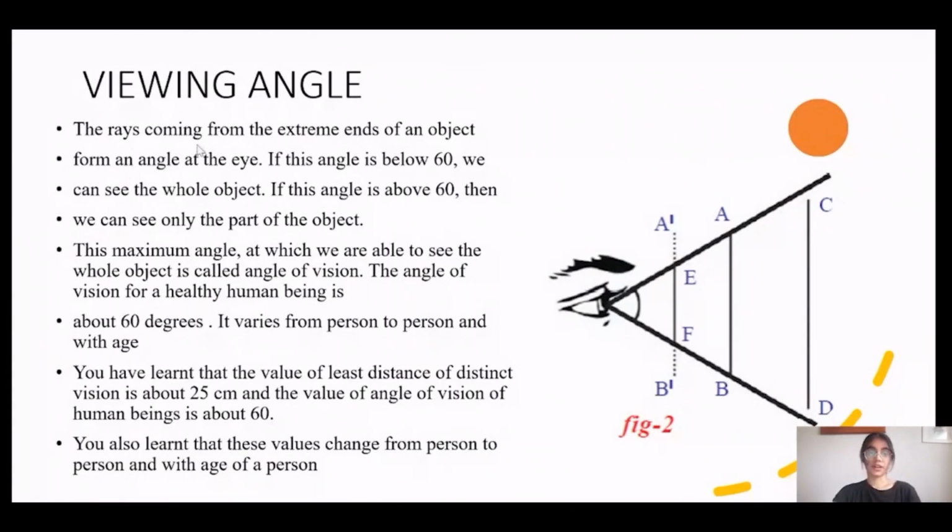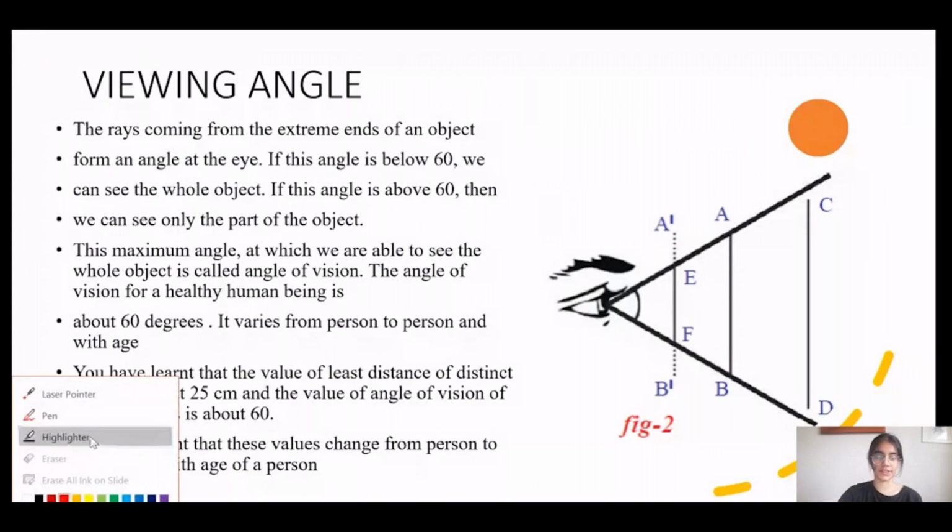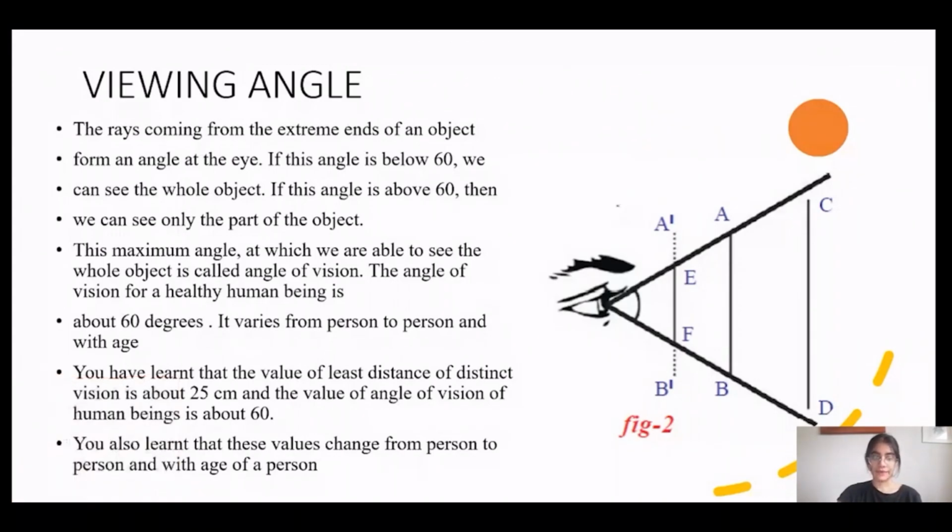Viewing angle. Now that we have discussed the least distance of vision, which is normally 25 centimeters for a healthy eye, let us now discuss the angle below or above which you can see an object clearly. For a healthy human being with a healthy eye lens, the viewing angle is 60 degrees. Any object that is placed within this particular vision angle can be viewed clearly.